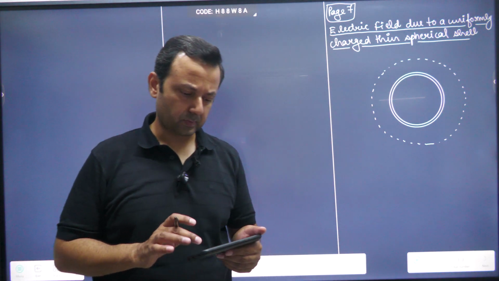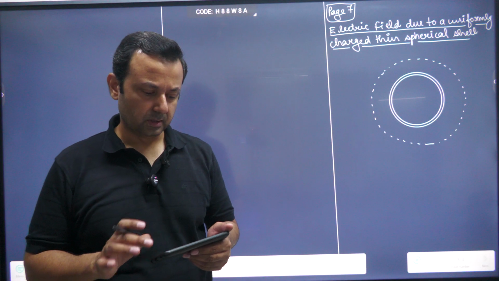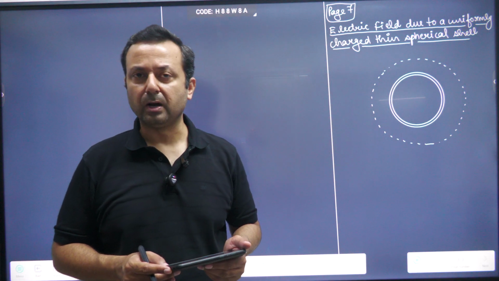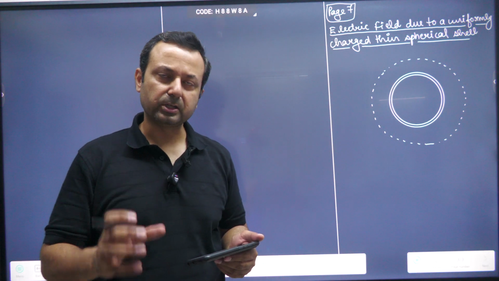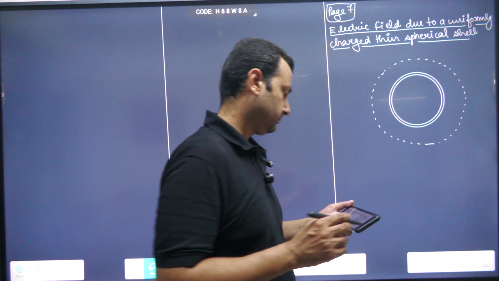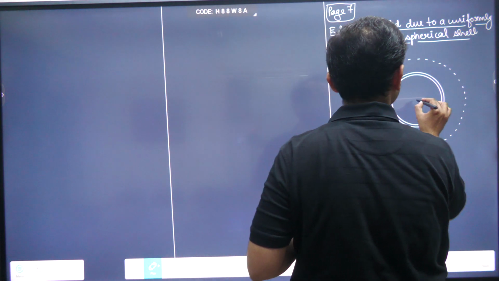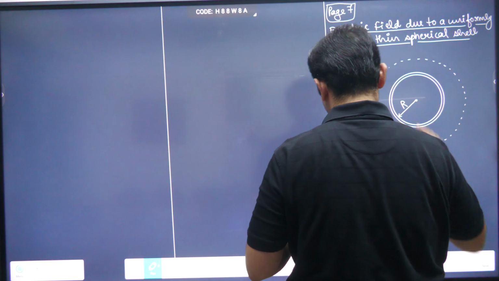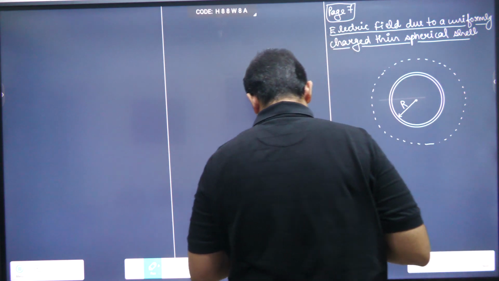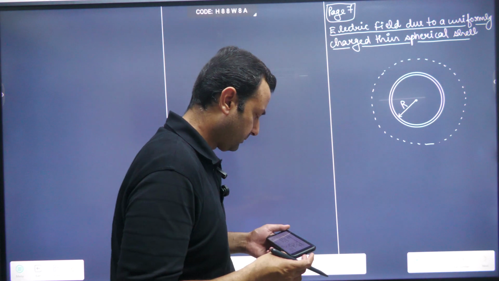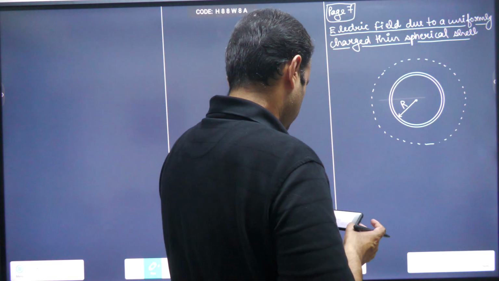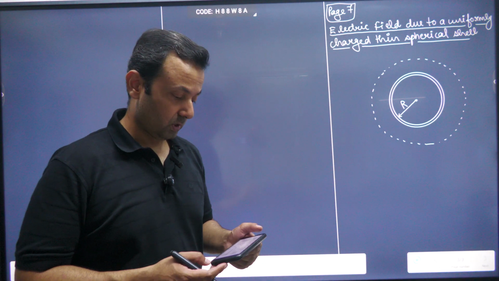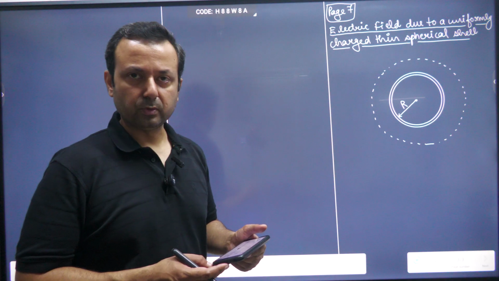So I'm reading out the theory of this part. Consider a thin spherical shell of radius capital R with surface charge density sigma. To determine the electric field at any point capital P at a distance small r from O, let us consider a spherical Gaussian surface as shown in the figure.